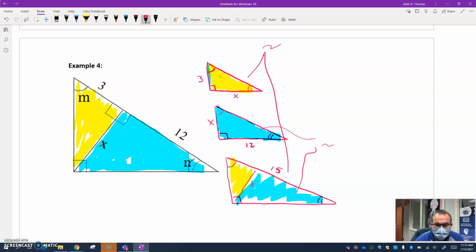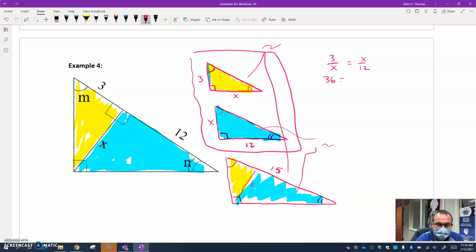Now, once I've made that distinction, I'm going to jump to those 2 triangles and focus in on those 2. I don't have a pair that I know, but I'm still going to set up my proportion based on corresponding sides. So I have 3 to x equals, and we'll go small to big again, x to 12. Cross multiply, I get 36 equals x squared. Then I'll take the square root of both sides. So x equals technically plus or minus 6, but we know it's a length, so I'm only going to take the positive. So I get x equals 6.